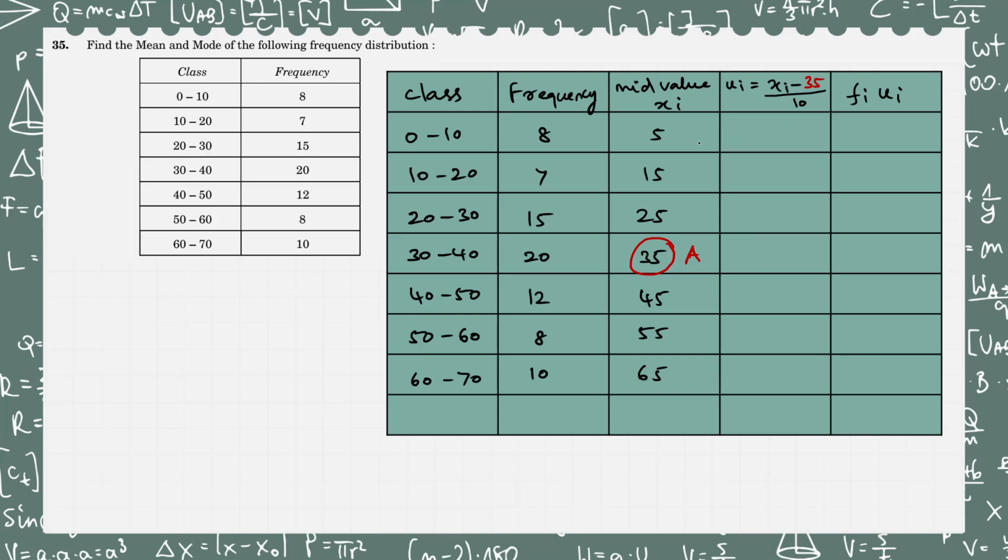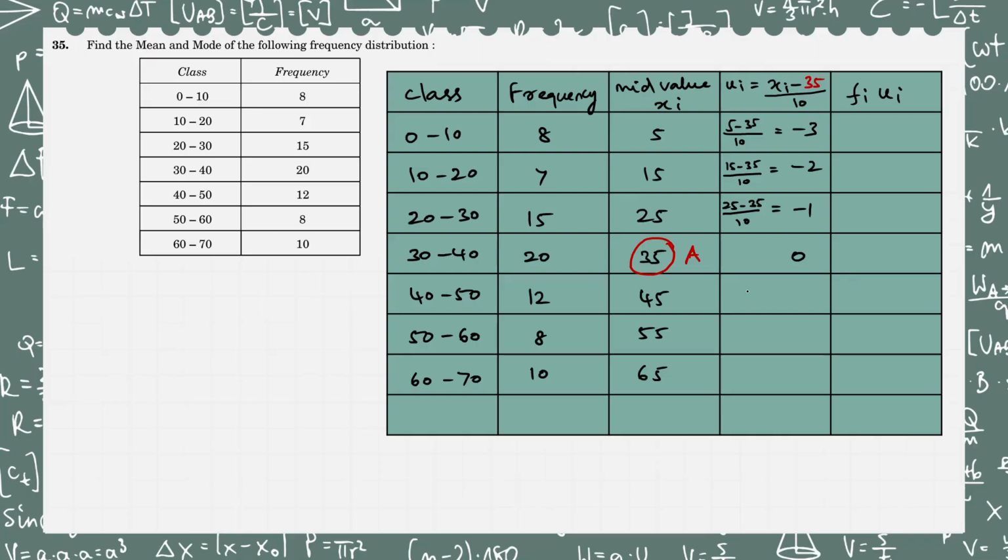So for the first row, xi is 5, right? So the first row's value will be (5 minus 35) by 10, which is minus 30 by 10, which is minus 3. For the next row, it will be (15 minus 35) divided by 10, which is minus 20 by 10, which is minus 2. For the next row, (25 minus 35) divided by 10 is minus 10 by 10, minus 1. And for the next row, it is going to be 0 because 35 minus 35 is 0.